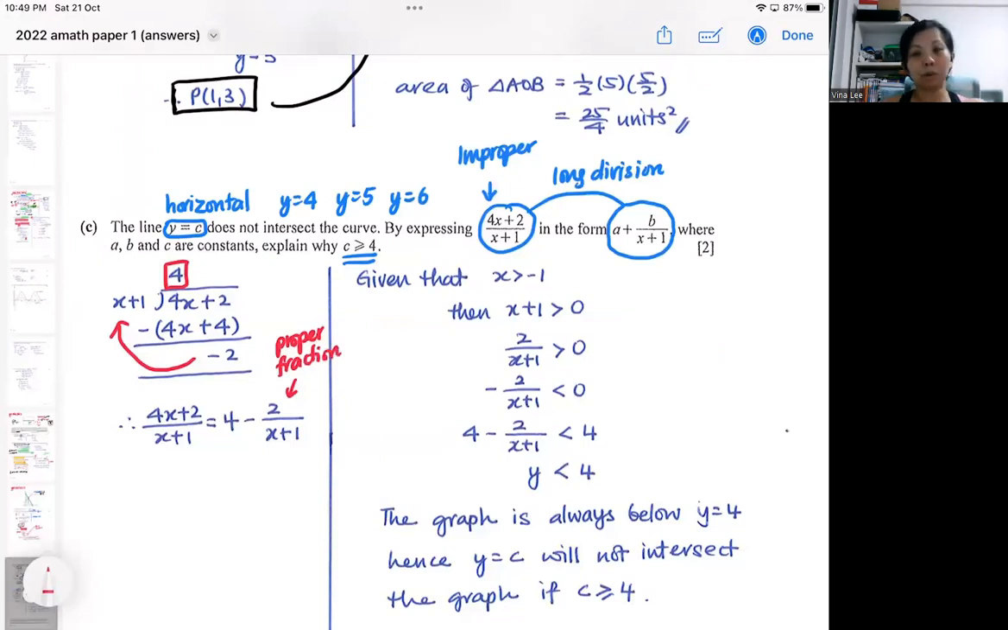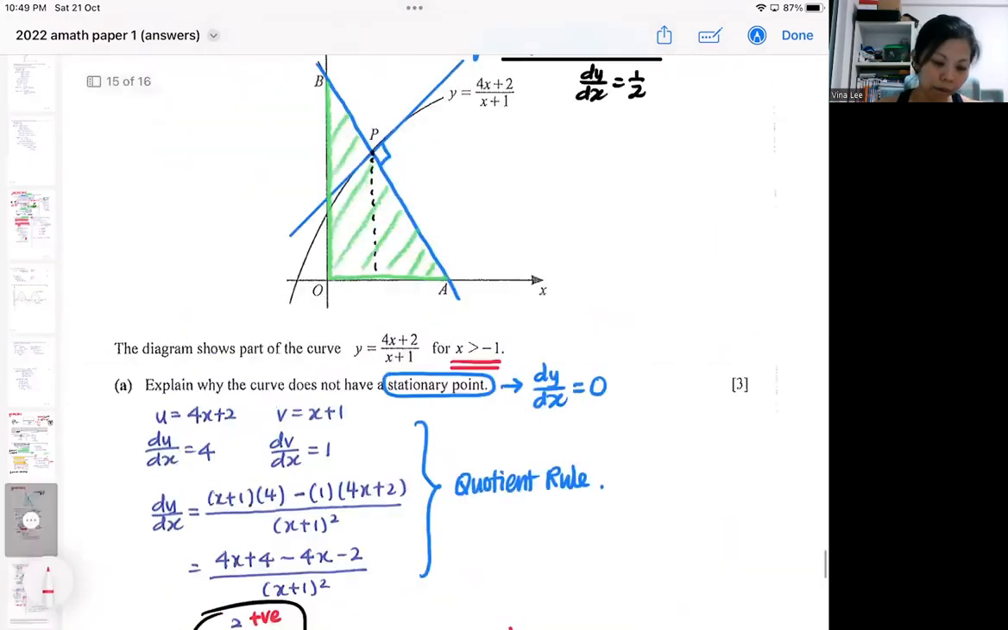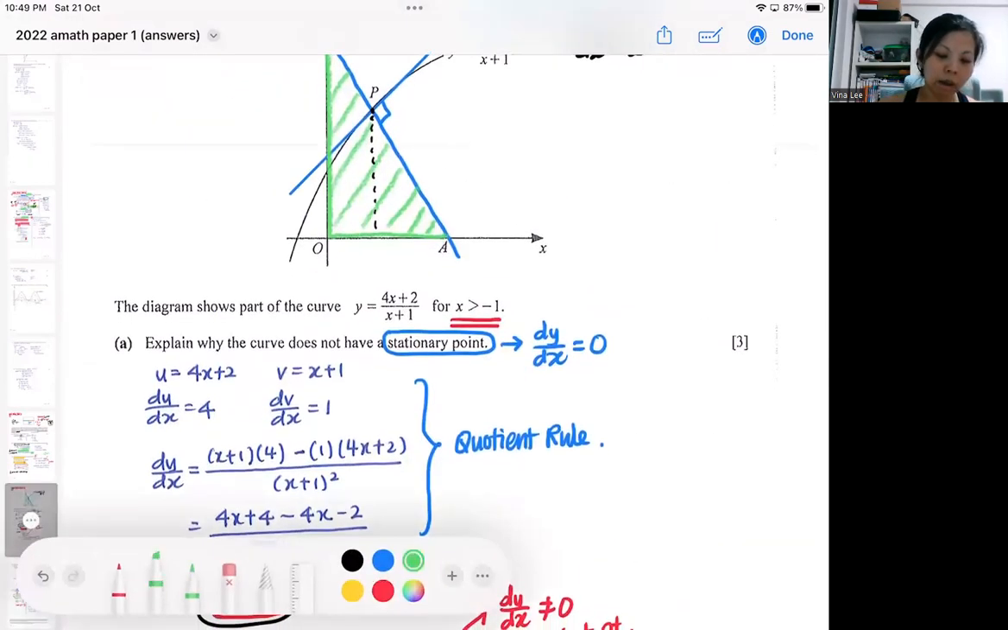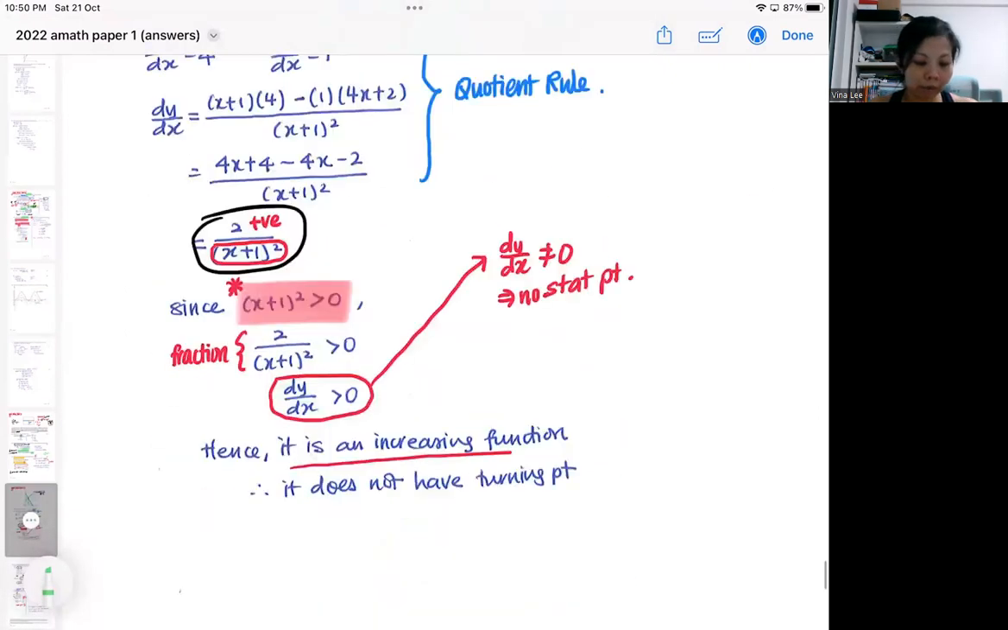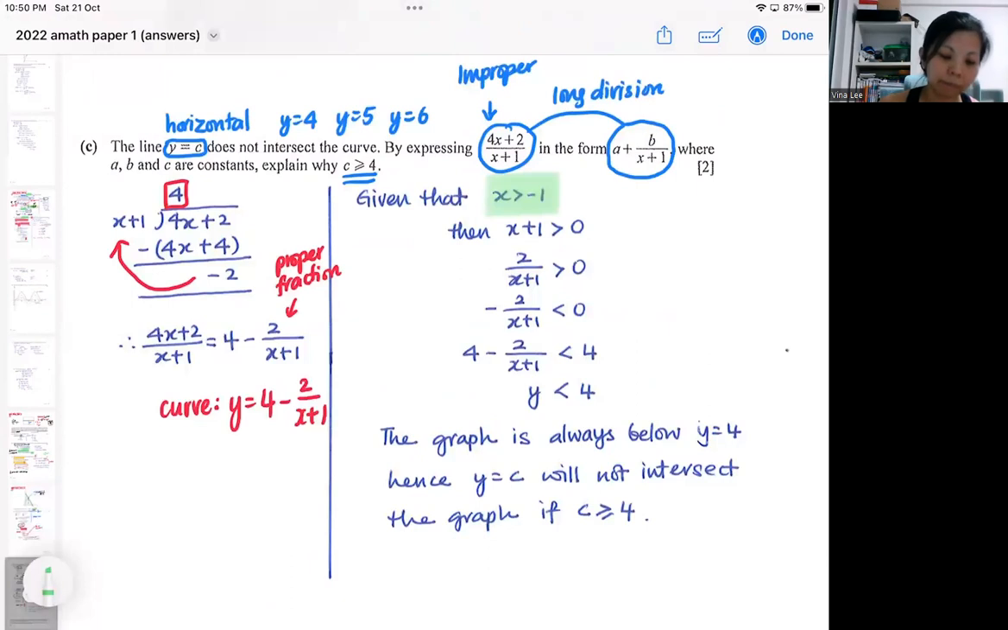I am supposed to use this to explain why a horizontal line higher than 4 cannot intersect. So I'm going to use this. This is my graph, this is my curve. I change the format of my curve so that I can find the lowest or the highest value. Don't forget, when we started the question, we got a restricting x value. We are given that x is greater than -1.